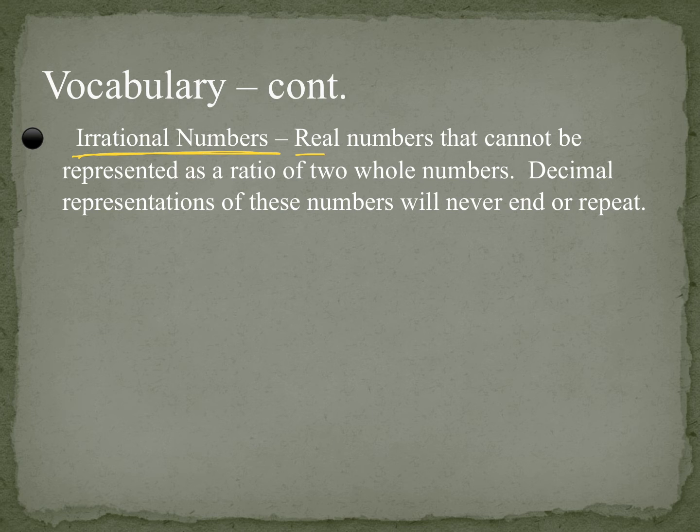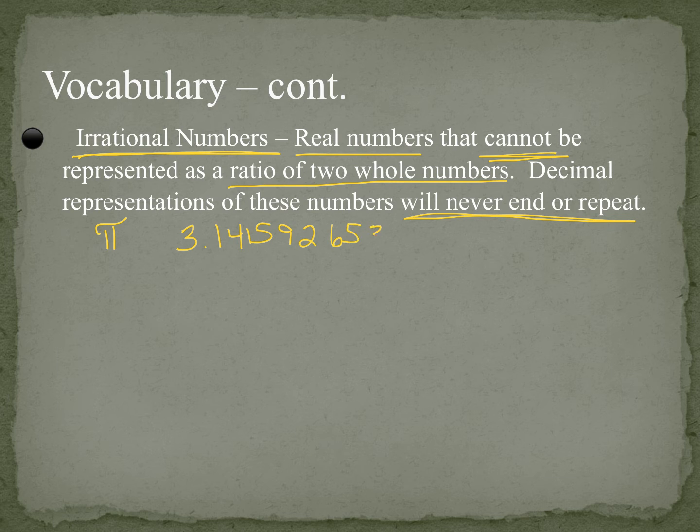And remember, the other thing is irrational numbers. Irrational numbers are real numbers, and I'll talk more about what real numbers are, that cannot be represented as a ratio of two whole numbers. Decimal representations of these will never end or repeat. If you look at pi, it never ends or repeats: 3.141592653, and it just keeps going. I have that up on my board. I can point it out to you later if you want to see it.